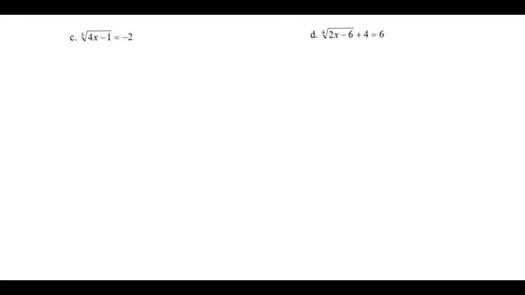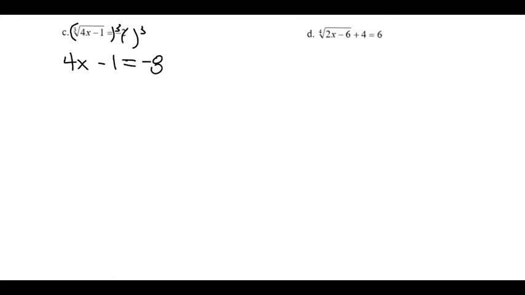So for C, it's the cubed root of 4x minus 1 equals negative 2. And if we notice, the radical is already isolated. So we don't have to isolate anything. Instead of squaring it, because it's a cubed root, we're going to cube both sides. So when I do that, when you cube a cubed root, you get what's under the radical. So I'll have 4x minus 1. And then when you cube negative 2, you get negative 8. And then solve from there.